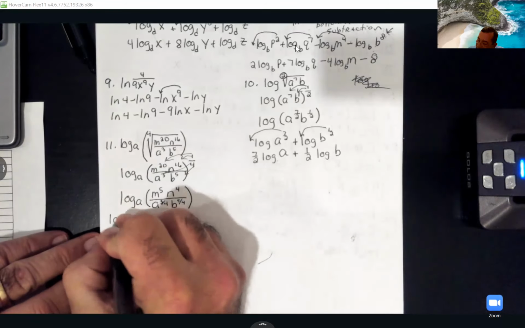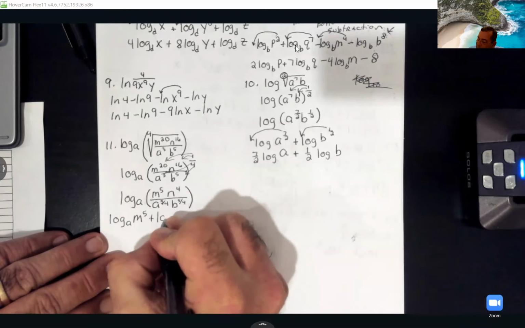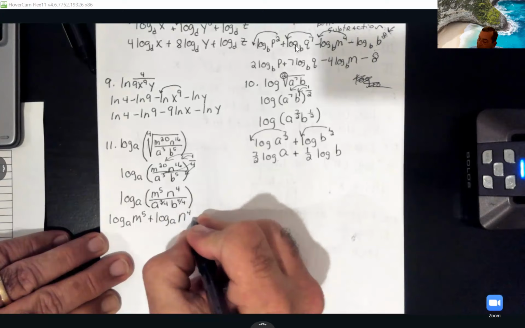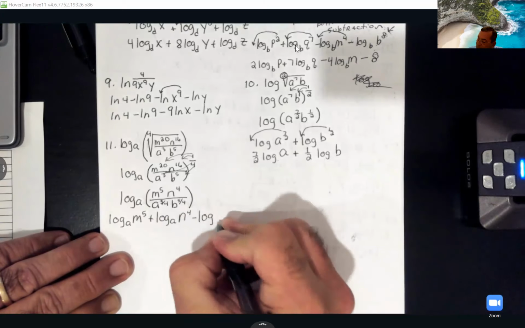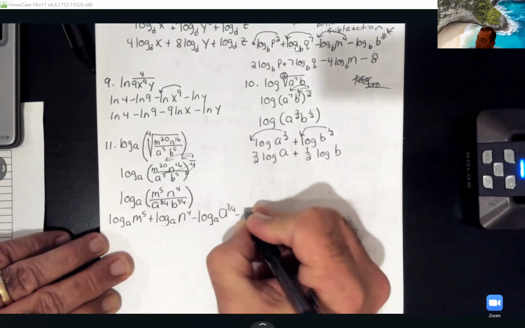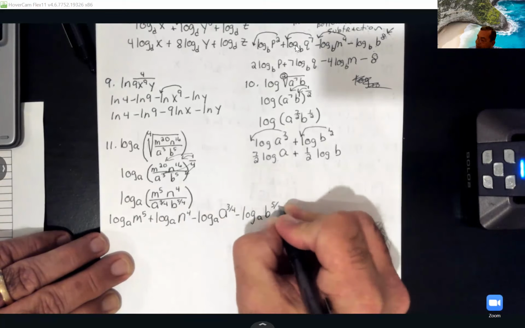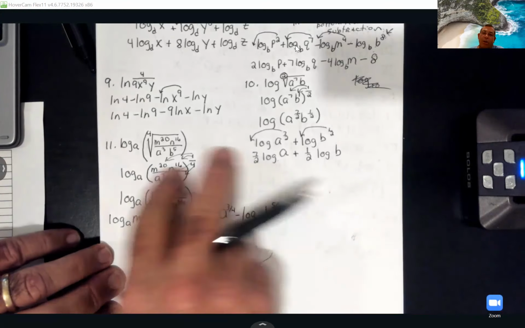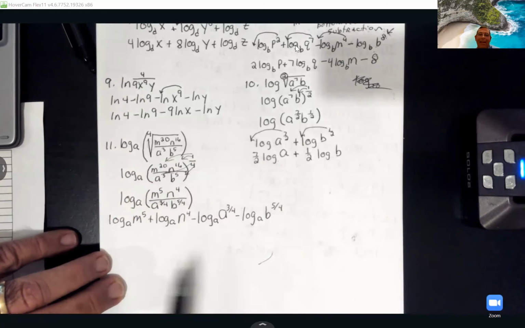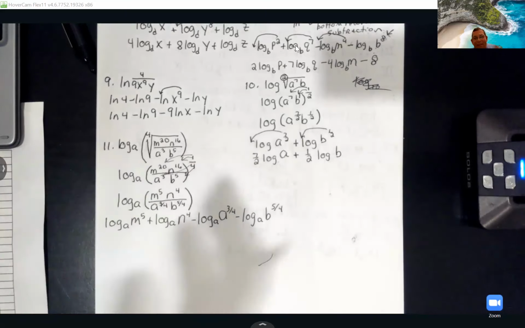So let's distribute that log base A to the M5 plus the log base A of N to the 4th. And then we said these two would be subtracted. Log base A of A to the 3/4 minus log base A of B to the 5/4. Now, you know what makes these problems look ugly, right? It's because you never get rid of nothing. You just rewrite it and then keep rewriting it and then keep rewriting it until you're done. But we don't never really get rid of anything, you know?